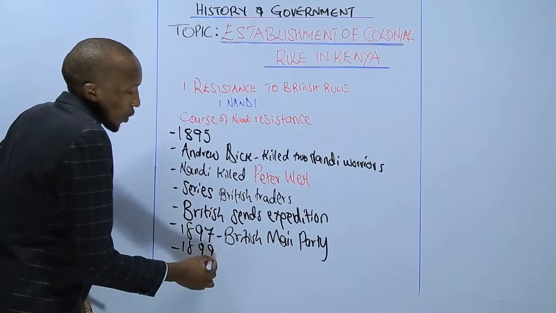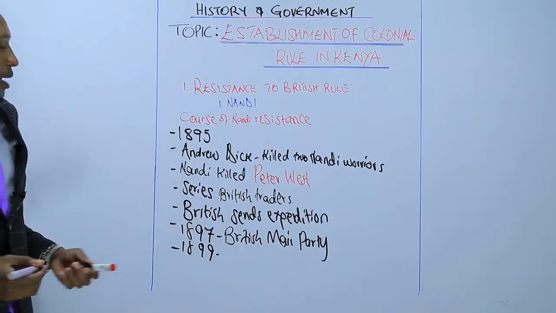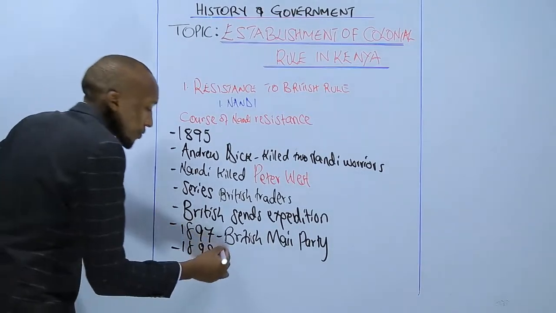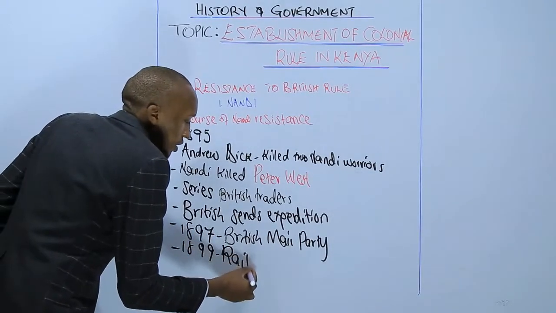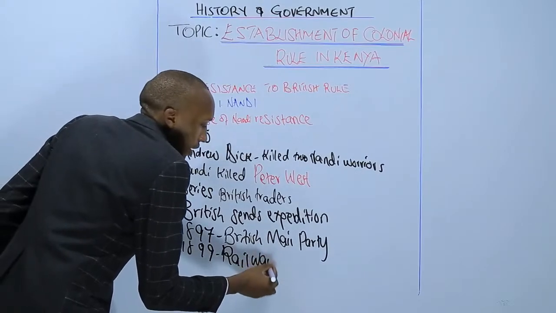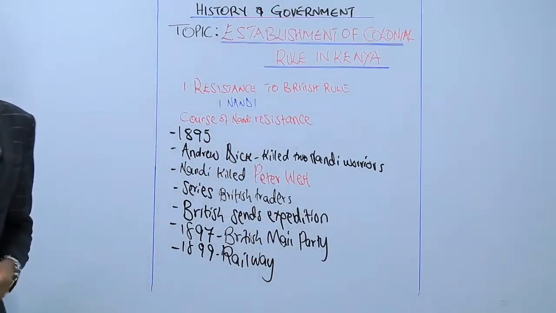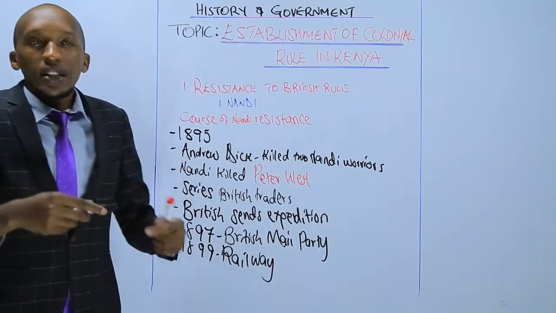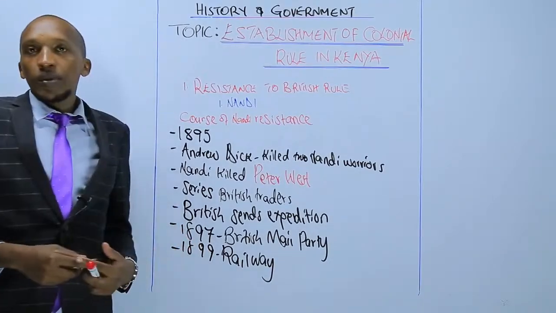This even continued in 1899, when the building of the railway reached the Nandi territory. The attacks by the Nandi intensified at this period.